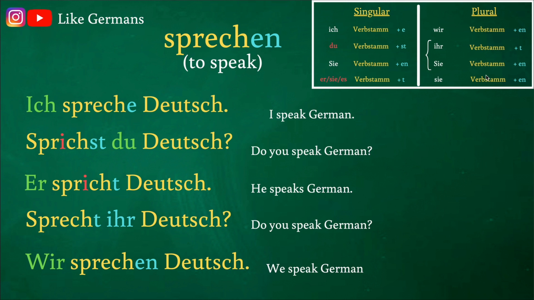Now, let's take a look at some sentences, for example. I speak German. Ich spreche Deutsch. Do you speak German? Sprichst du Deutsch? As you can see, when you have du in the sentence, the e will turn into i. This also happens with er, sie, es, he, she or it. He speaks German will be er spricht Deutsch.